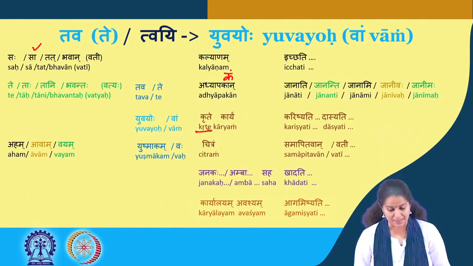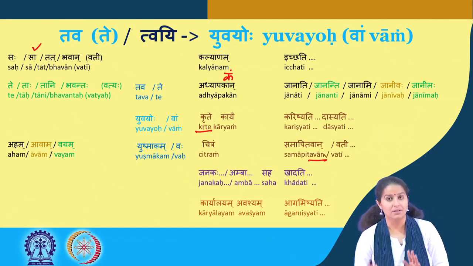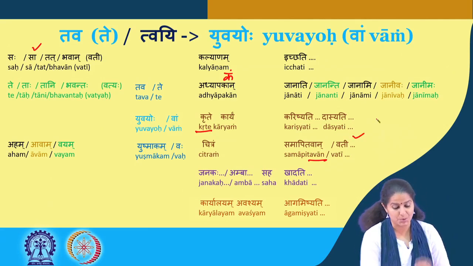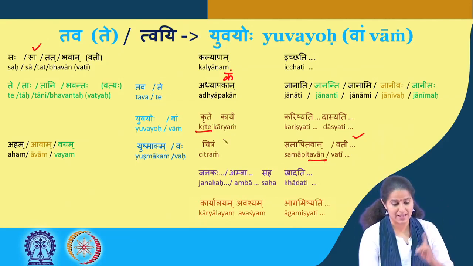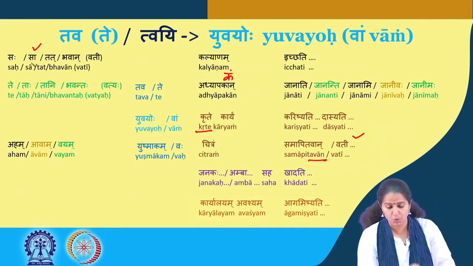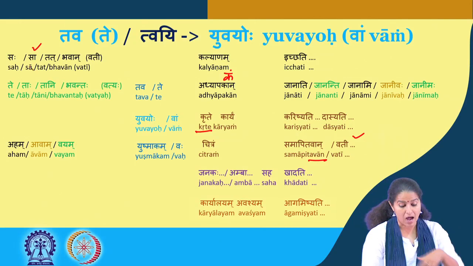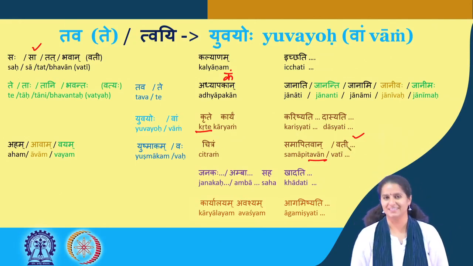Moving on, I'd like you to do this in the past tense. So, samapitavan, in the simplified past. Because it's one, I can't start with sa. If I start with sa, it will become vati. So, sa tava or te chitram samapita vati. Finish the picture. Next, sa yuvayoho chitram samapita vati. Finally, sa yushmakam chitram samapita vati.